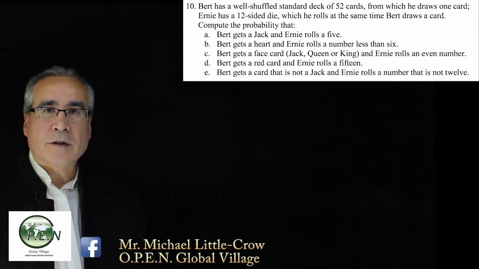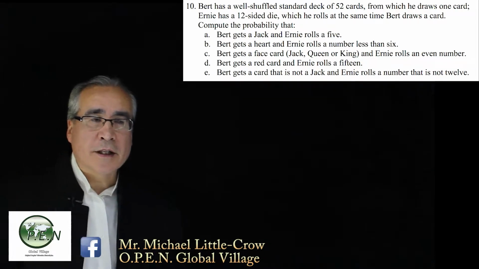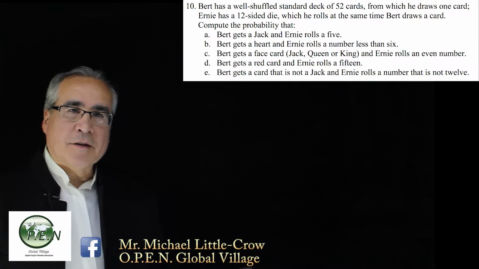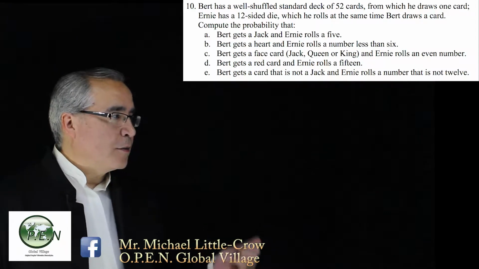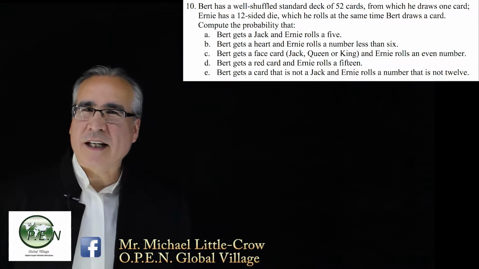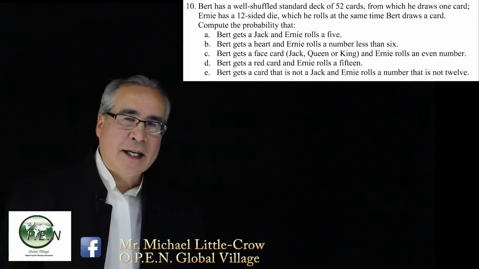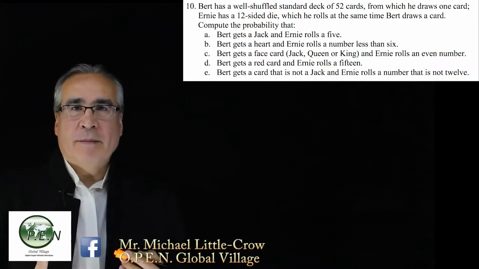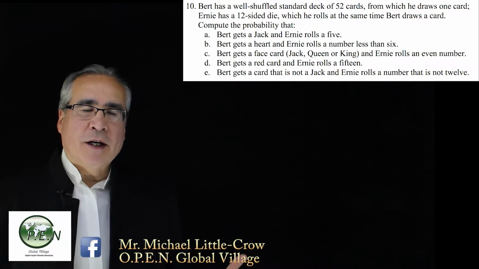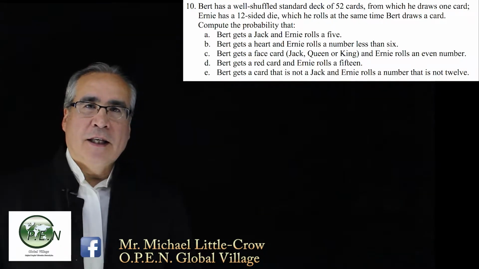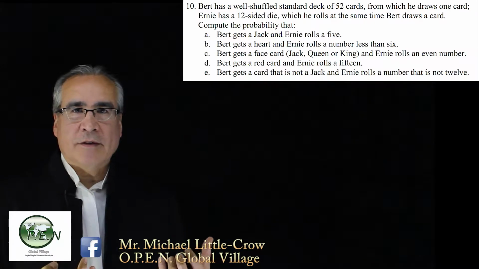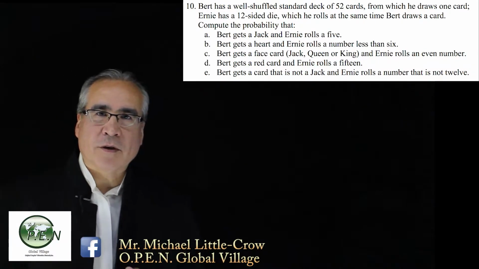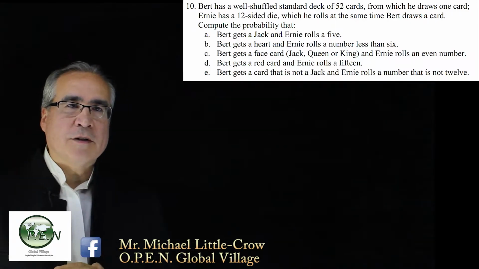Chapter 9, Question 10. We've got Bert and Ernie. Bert has a deck of cards, well shuffled, 52 of them. Ernie is throwing a 12-sided die, so we'll have to remember that. And then we want to see a bunch of combined probabilities. Hopefully you'll see that the deck of cards and the rolling of the die are independent events. One does not affect the other. So again, we use the multiplication principle.